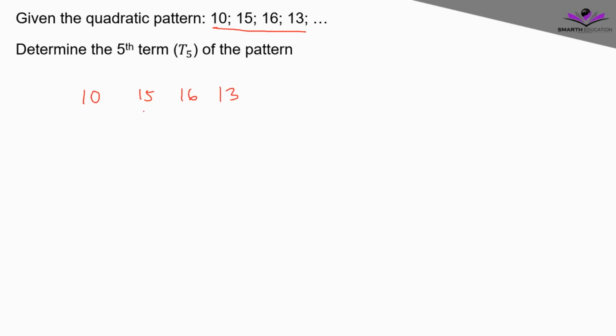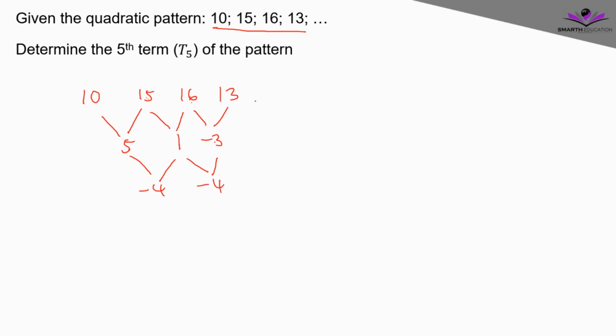So we find the first differences, say 15 minus 10, which is 5, 16 minus 15, which is 1, then 13 minus 16, which is -3. Right, these are the first differences, which are actually linear or arithmetic. Then the second differences are constant. 1 minus 5, that is -4. Then -3 minus 1, that is -4.